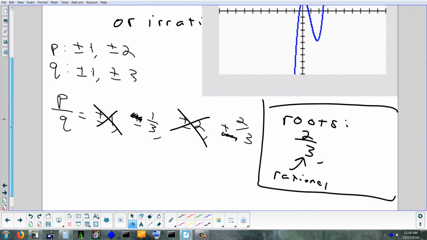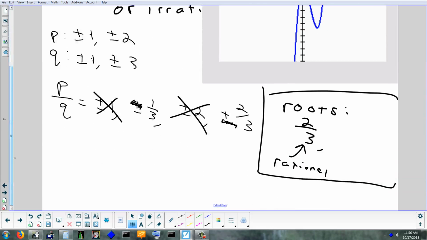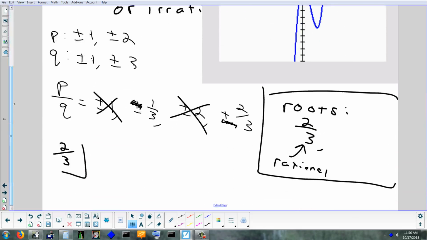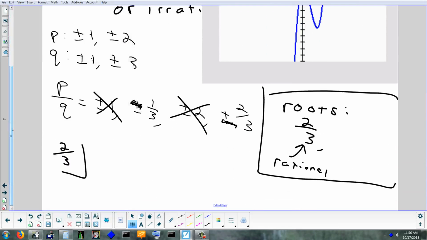What am I going to do next with the 2/3? We already know what the remainder is going to be. We don't care about the remainder. It's going to be 0. I need the quotient to get the other two roots. So we've got, I lost the original one. So 3, negative 8, 1, 2.